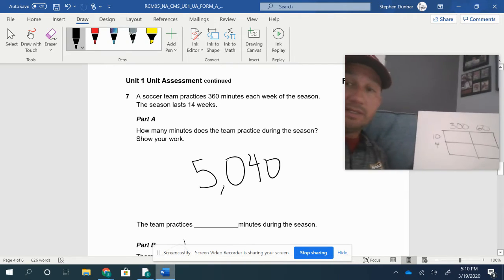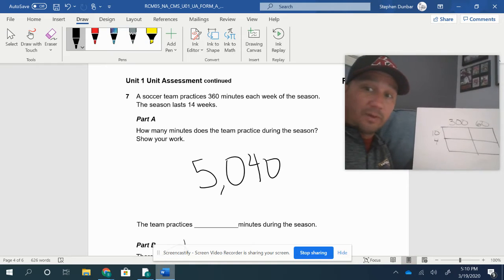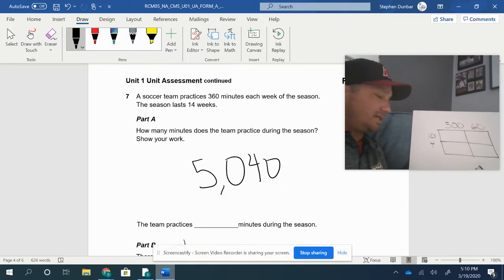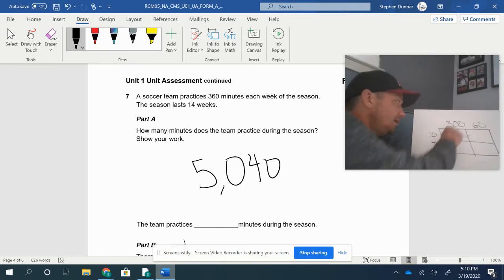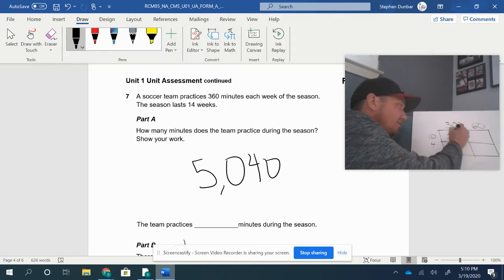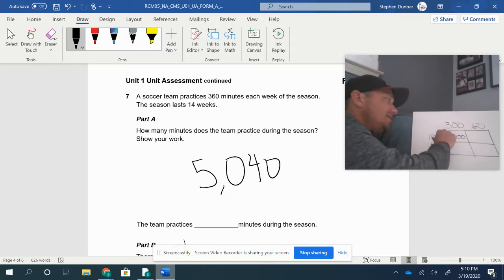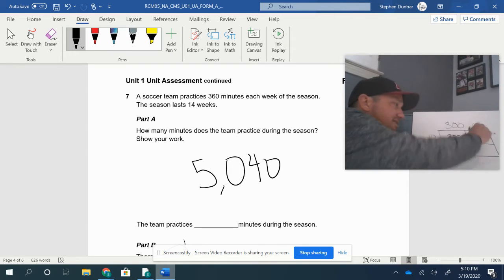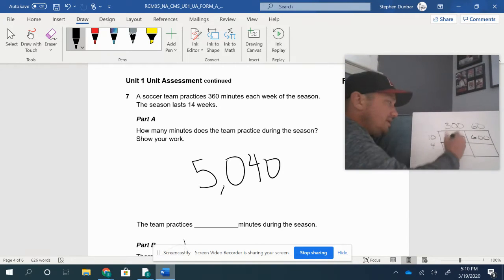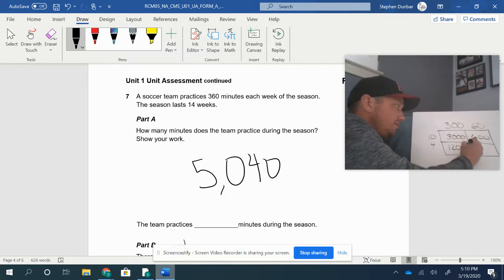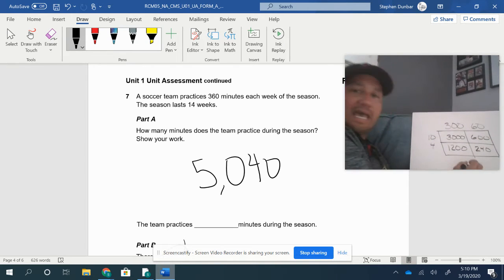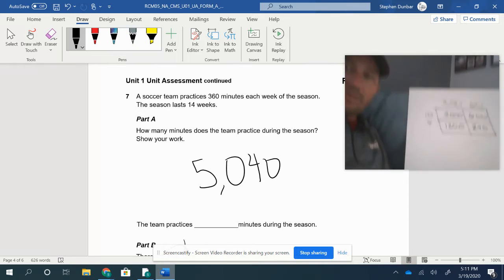Spoiler alert, the answer is 5,040. So, we have this set up. I'm going to quickly go through this again because I've done this. 300 times 1 is 300. 300 times 10 is 3,000. So we have 10 times our 60 is going to be 600. 4 times 300 is 1,200. And 4 times 60 is 240. We're going to add all of this together.